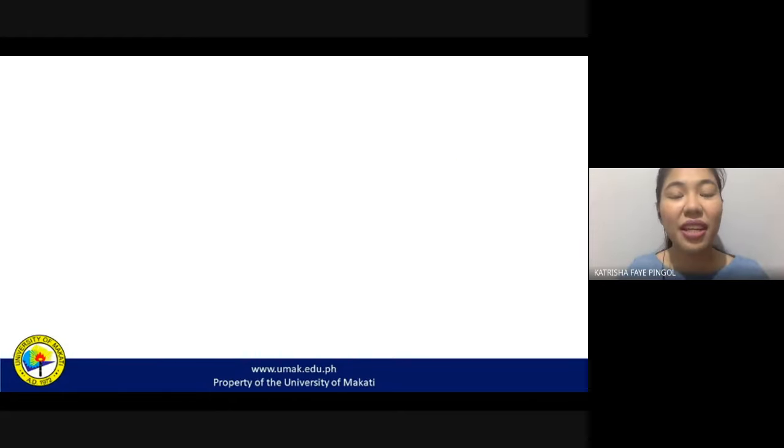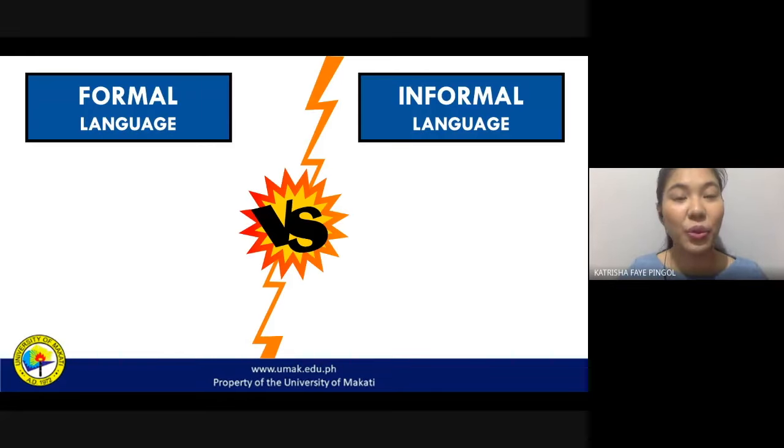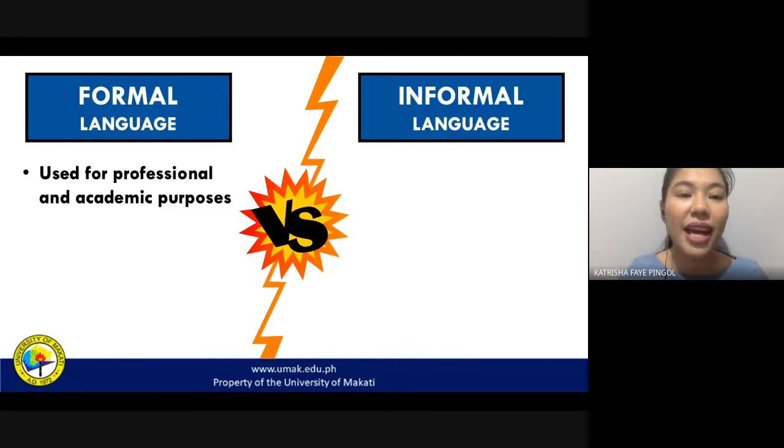We can actually categorize language into two main types. The first one is formal language, whereas the second one is called informal language. And I guess most of you are already familiar with the difference between the two. So let's try to differentiate them. Formal language is often used for professional and academic purposes. So it's something that we use in businesses. It's something that we use in the academe or in schools, in different institutions, and so on and so forth.